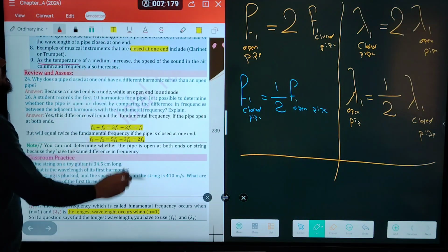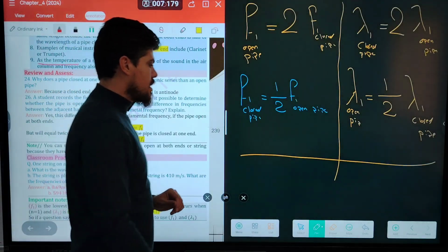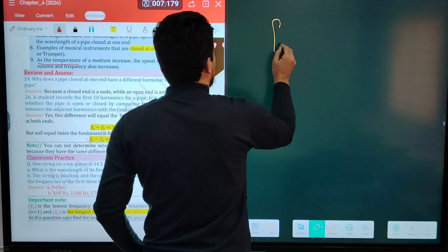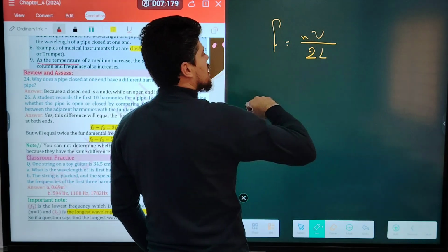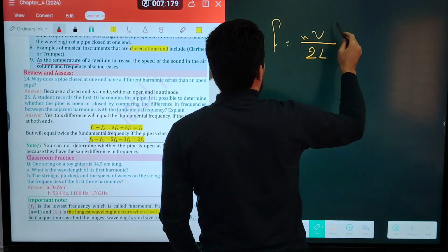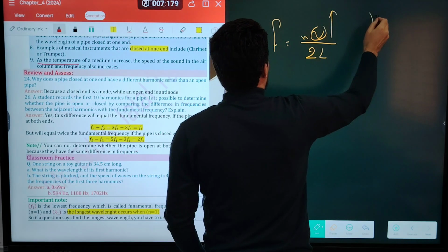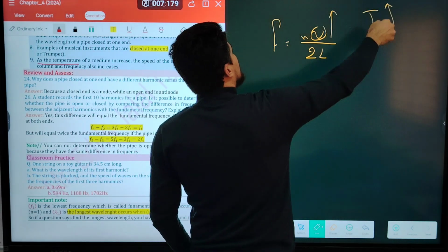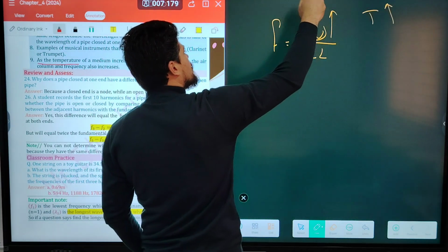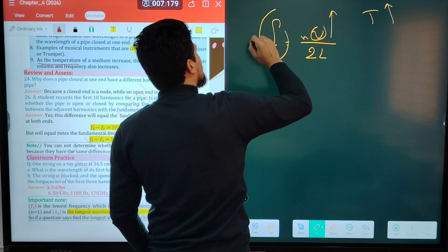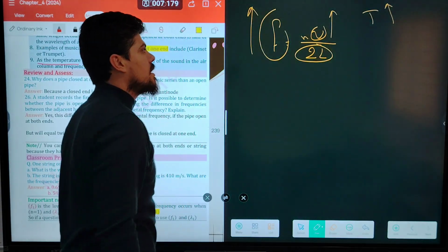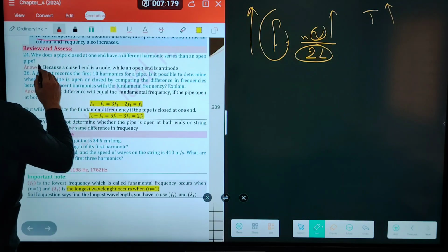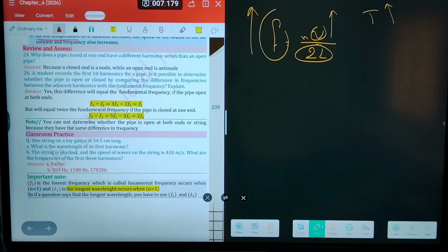As the temperature of the medium increases, guys, according to this relation, 2L for open pipe, 4L for the closed pipe, it doesn't matter. When does the speed of the sound get higher? When the temperature gets higher. When the temperature gets higher, what happens to the speed of the wave? It becomes more. When the speed becomes more, what happens to the frequency? It increases at constant L.